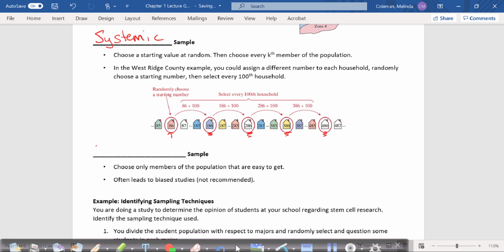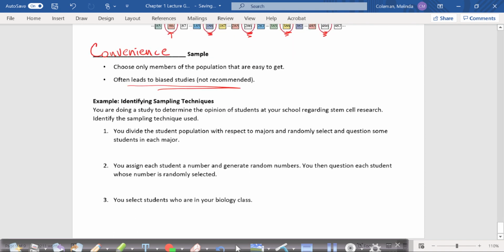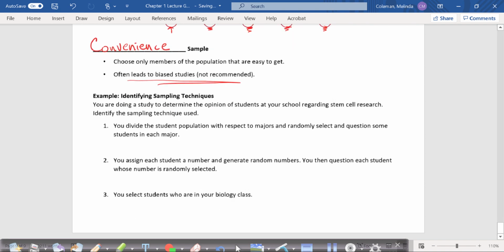And then the last one is called a convenience sample. And literally, this is the one that says you're going to choose members of the population that are the easiest to get. This is also not recommended because it does lead to biased studies. So try real hard not to do convenience.